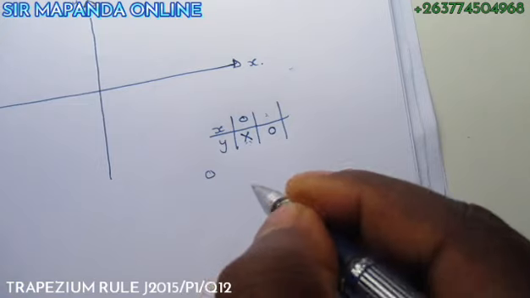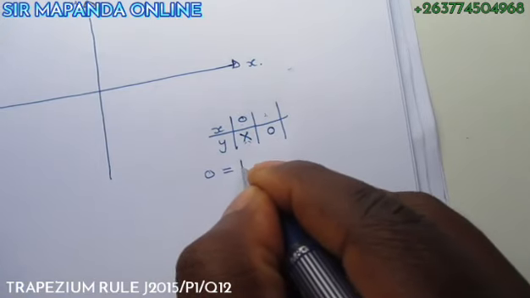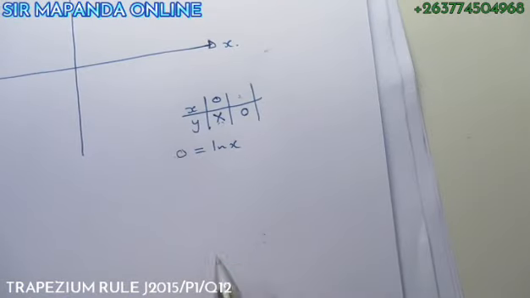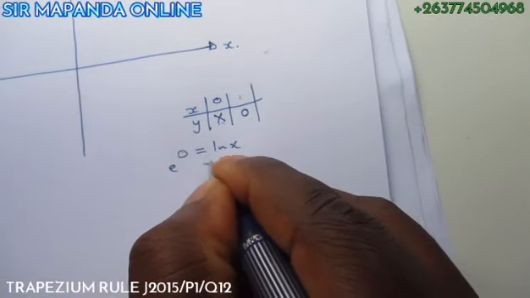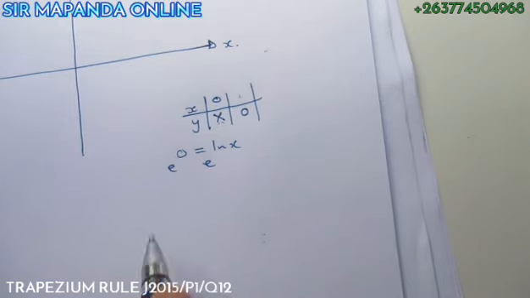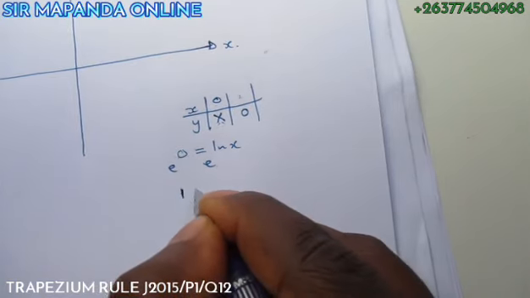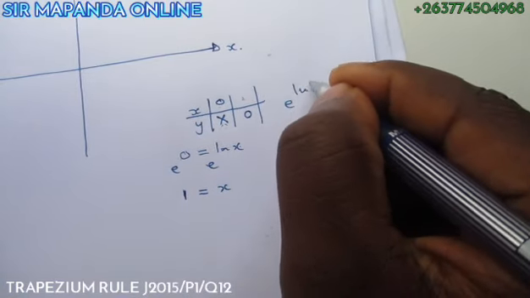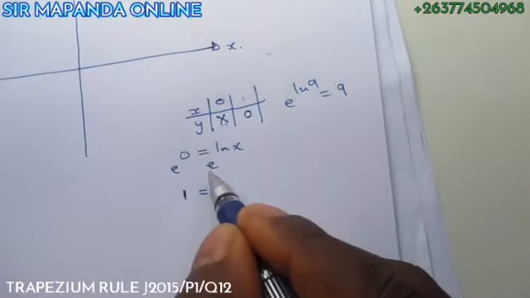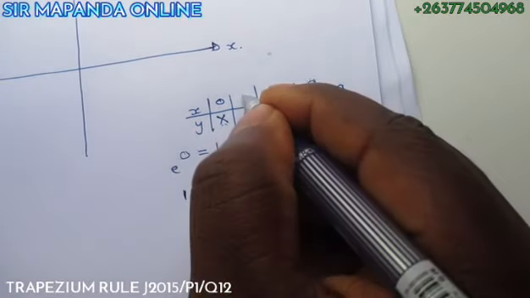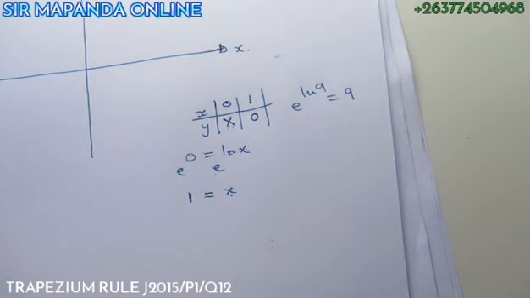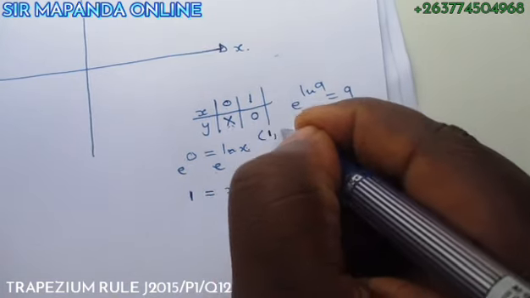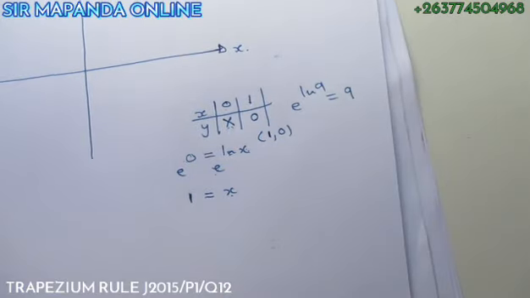So you get 0 equals ln x. If you place 0 on y, you get 0 equals ln x. Then you put exponential on both sides. So e to the power of 0 is 1. Then e to the power of ln x is x. You now know that e to the power of ln 9 is equal to 9. So e to the power of ln x is x. So x equals 1 when y equals 0. I hope you are listening. So our graph is passing through (1, 0).